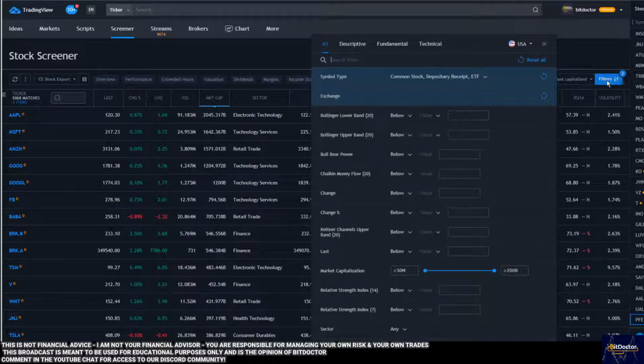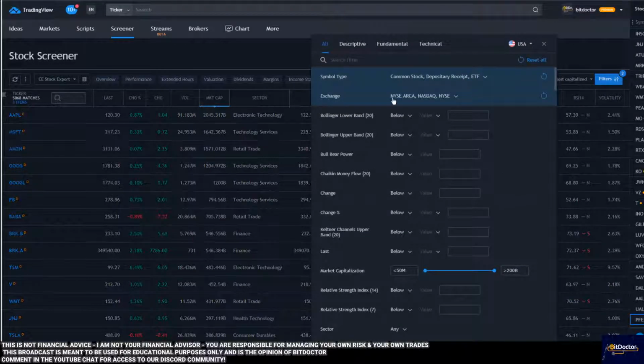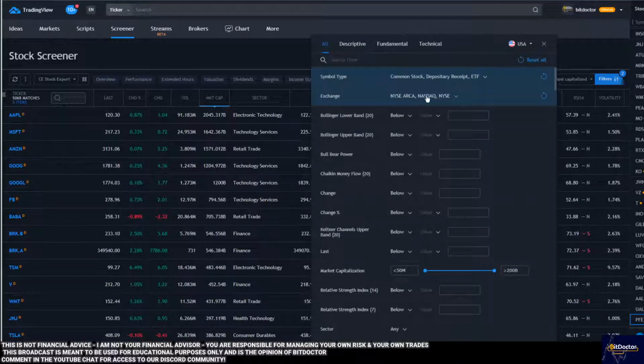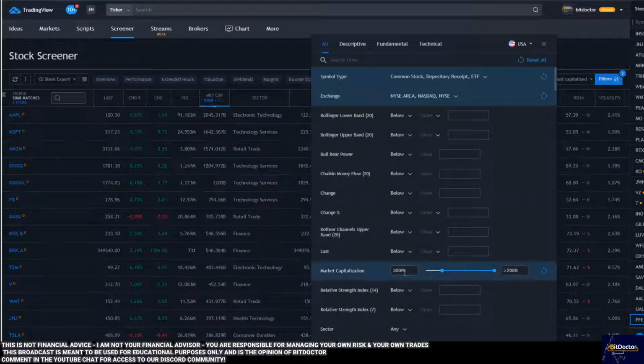So I'm going to take a look at what filters I currently have in here. I'm looking for specific exchanges, so I'm looking at the New York Stock Exchange and Nasdaq. We're looking for common stocks, maybe some ETFs, some depository receipts, but nonetheless, tradable assets. A couple things that I want to do: I want to find stocks that have a certain market cap, because I don't want really super low market cap stocks. I'm just going to take a look at 300 million or higher.